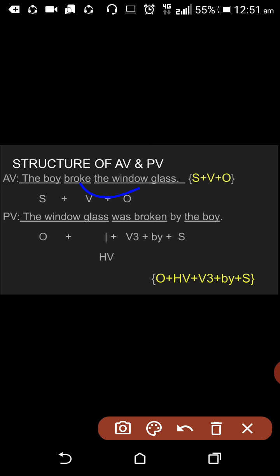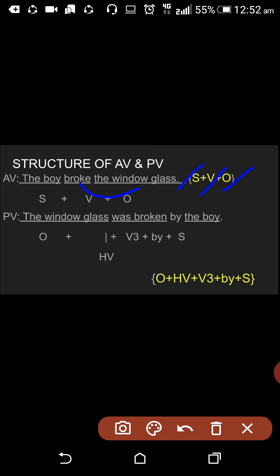Okay, so the pattern, the structure of this active voice is subject should come first and then the verb and the object at last. So the structure of active voice is subject, verb, object.